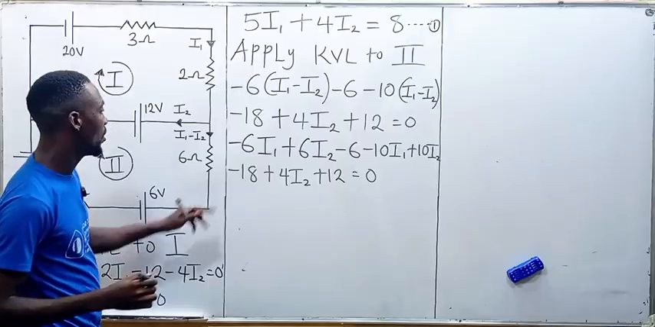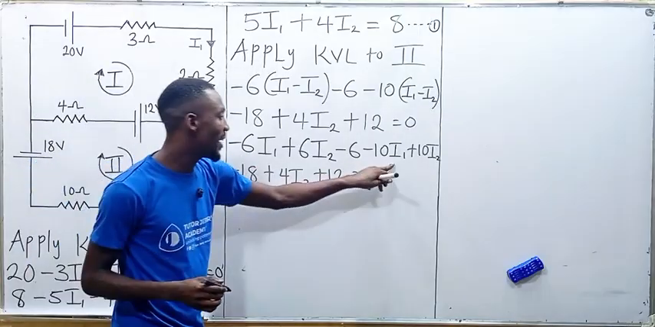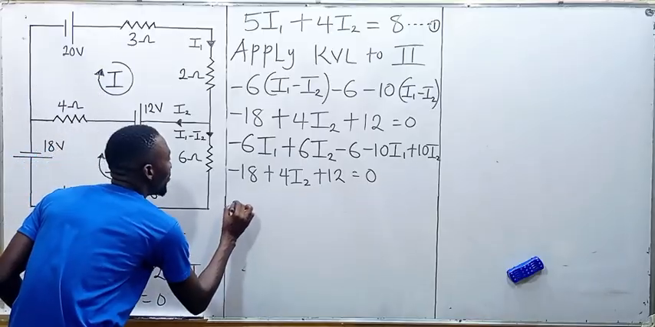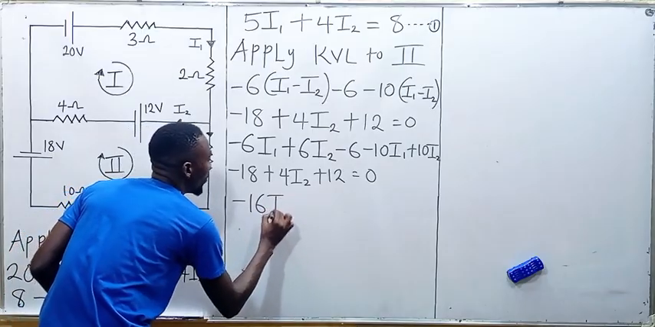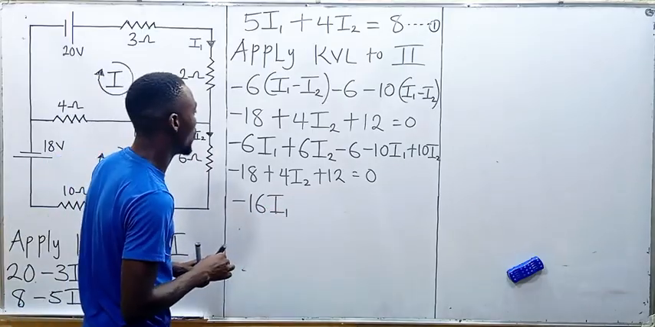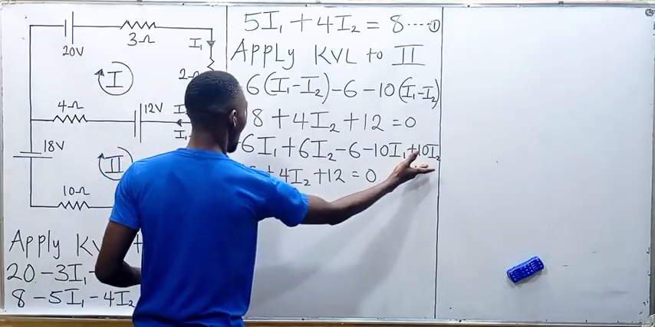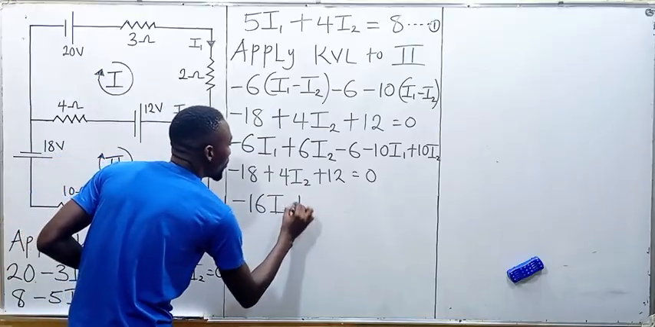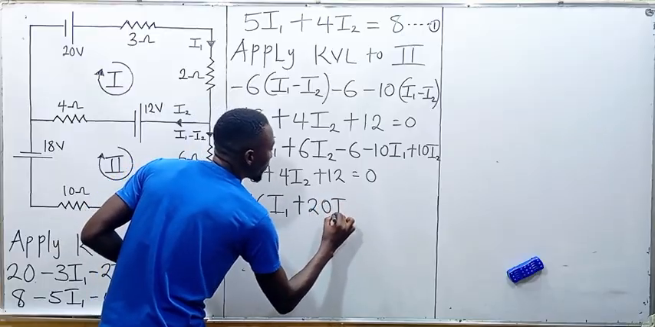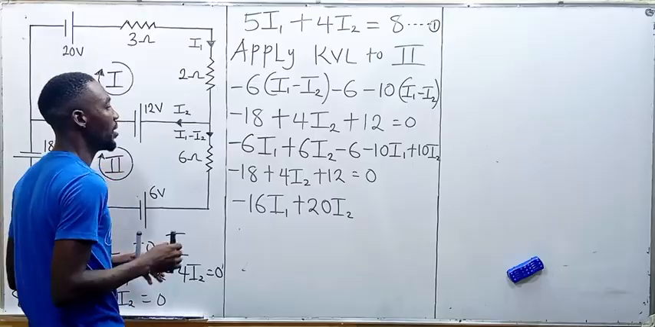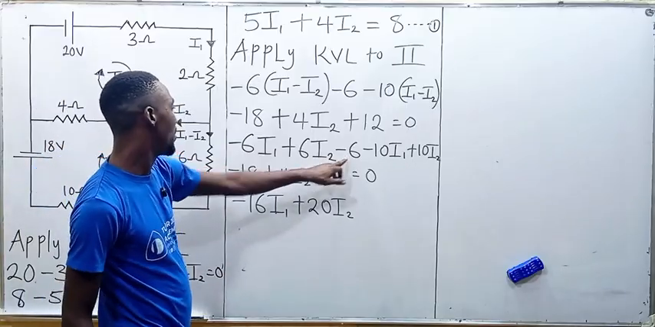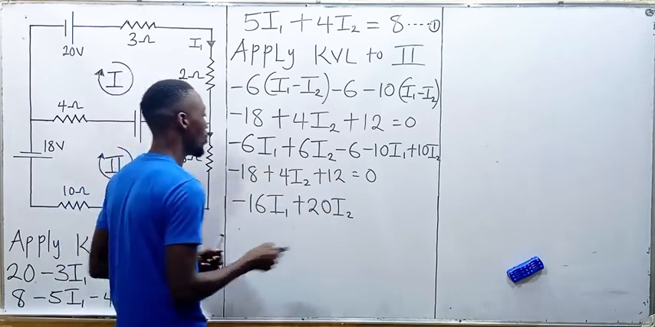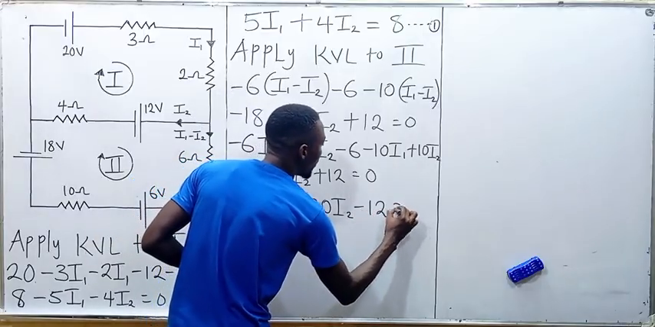0. All right, so minus 6I1 minus 10I1 is going to give us minus 16, so we're going to have minus 16I1. All right, so for I2, we are having 6I2 plus 10I2, that is 16, plus 4, that is 20. So we are going to have plus 20I2. All right, so here we are having minus 6 minus 18, that is minus 24, plus 12, that is minus 12. So I'm going to have minus 12 equal to what?